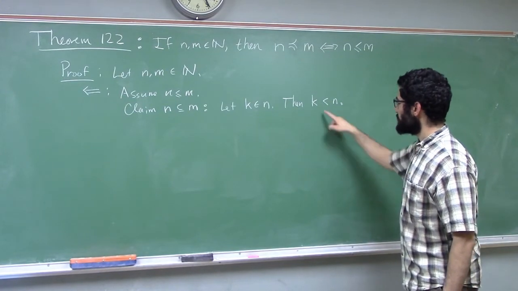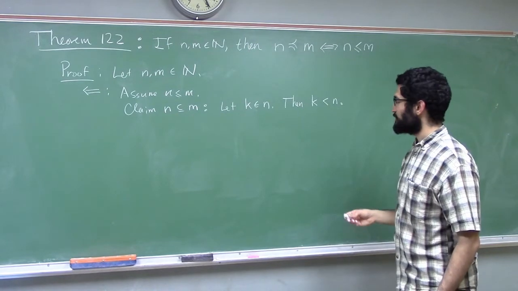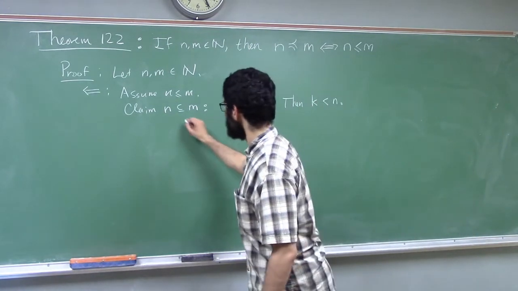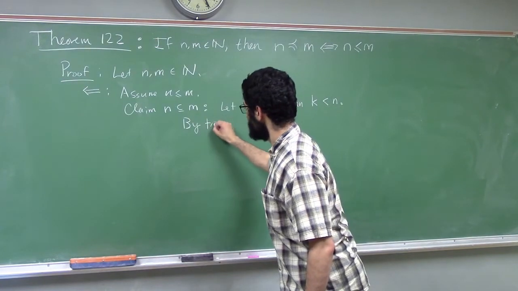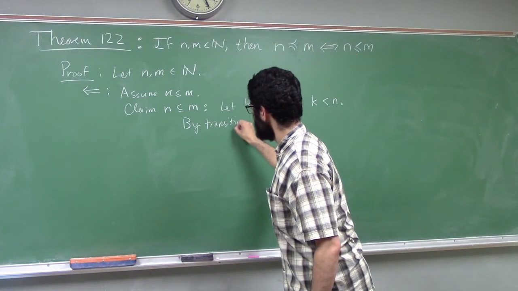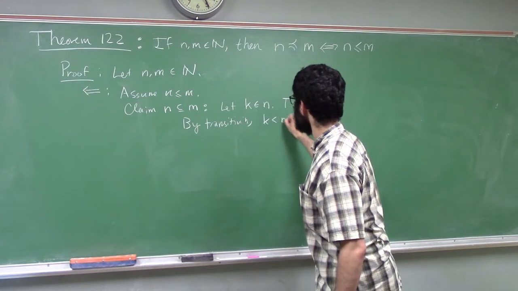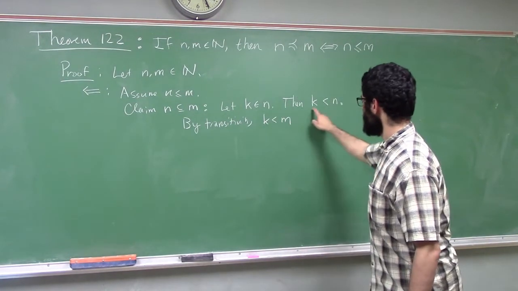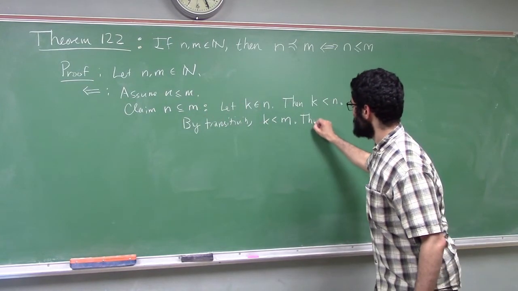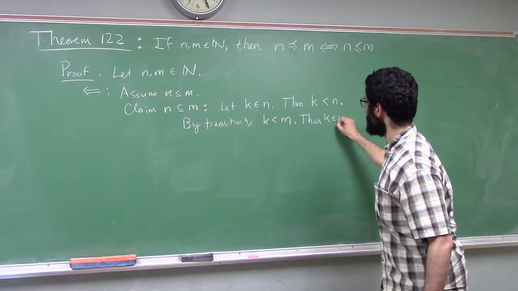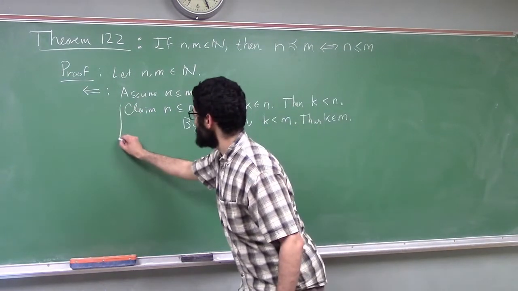Okay, so we're in a situation where k is less than n, and n is less than or equal to m. So by transitivity, which is available to us at this time because we've proven that, k is less than m. So that's because k is less than n and n is less than or equal to m. But that's just another way of saying k is in m. Okay, so that's it for this claim.